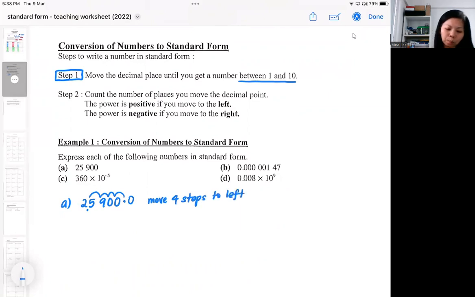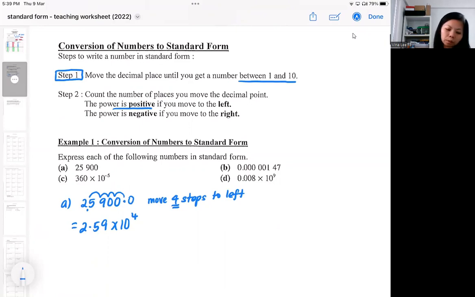Then I get a 2.59. So it will be 2.59. The power will be positive. Positive what? Positive 4, because you move 4 steps to the left.